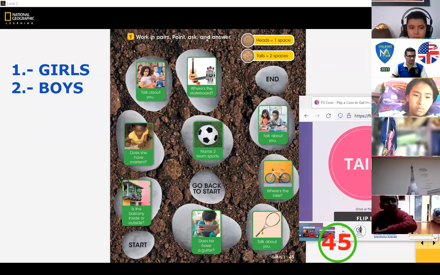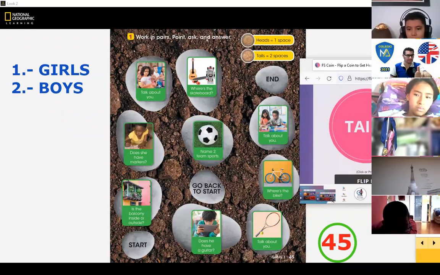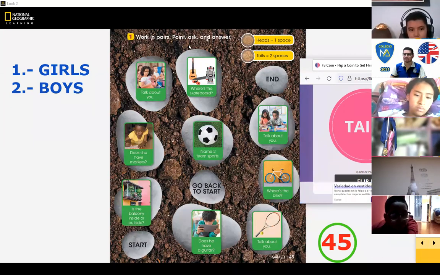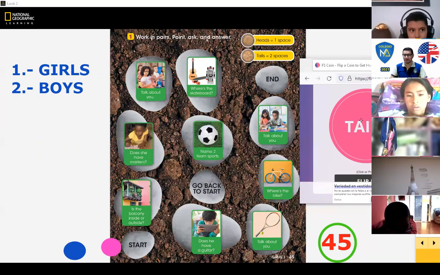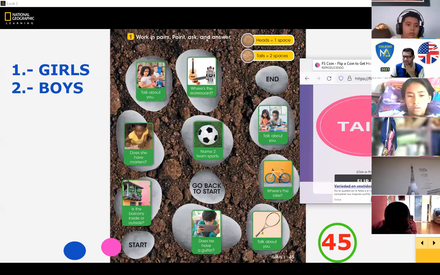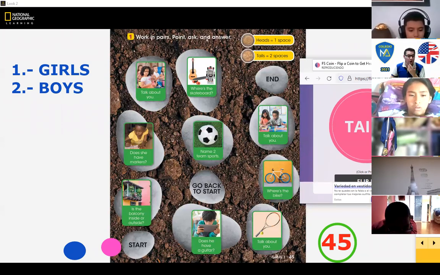One moment. And let's flip it, okay? Ready? This is for the girls. Girls, cross the fingers. The girls are gonna be in this part, las girls van a estar aquí. These are the girls. And then the boys. The boys are gonna be in this way. These are the boys. Okay, ready? We are ready to start. For the girls, flip it. Oh my gosh.